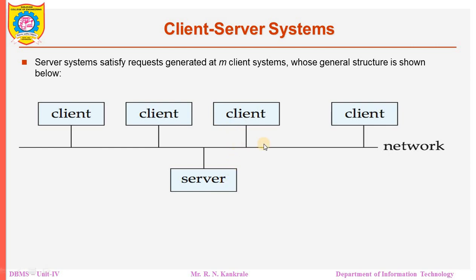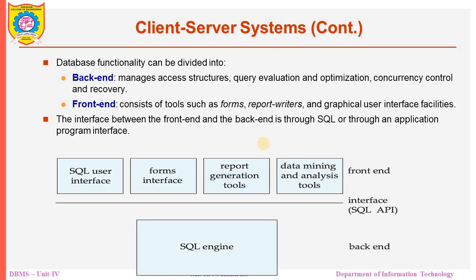The functionality provided by the database system can be broadly divided into two categories, front end and back end. So in detail, we have this client-server system with a front end and a back end. In the back end, you may consider that database storage, managing access structures, query evaluation and optimization, concurrency control and recovery will be handled by the back end. The front end consists of tools such as forms, report writers, and graphical user interface facilities. So the user can interact with the front end. The user doesn't know about the back end. It is hidden from the user. But security is maintained between front end and back end. The interface between the front end and back end is through SQL or through an application program interface.